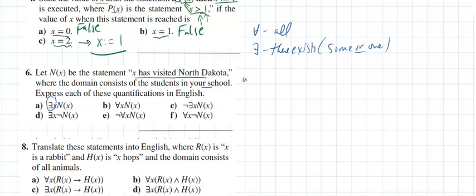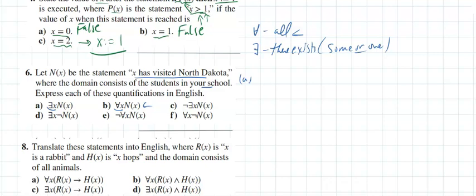So A states some students, there exists a student in the school who has visited North Dakota. You could also say some students in the school have visited North Dakota. Both of those are saying the same thing. So they exist, one or some. This one says, remember, this is all. This one says all students in the school have visited North Dakota. Or you could say every student in the school has visited North Dakota.